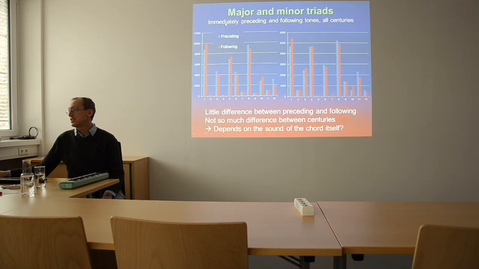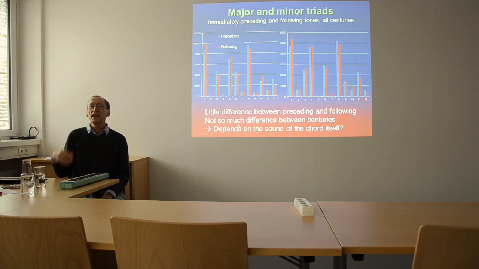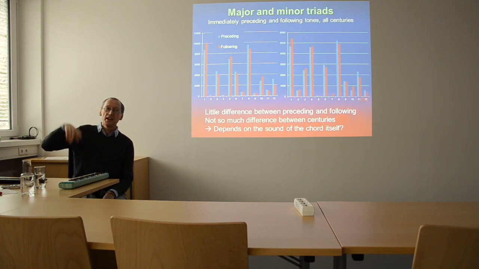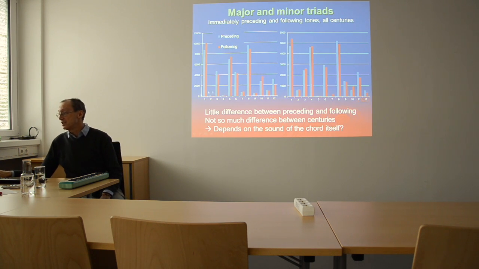Here are the major and minor triads. The question is, how often do certain tones happen before and after these chords in real music, right? So the major triad is over here. These are the three tones. And here's the minor triad. Four semitones here is a major third, and three semitones here is a minor third. And you can see here that the tones happening before and after are almost the same. There's not much difference between before and after. So that was the first thing we found out. Little difference between preceding and following.